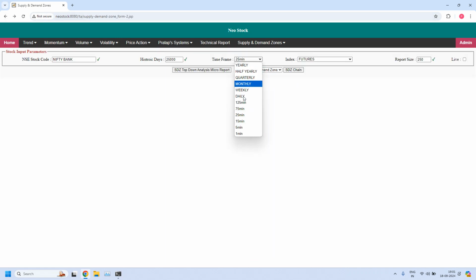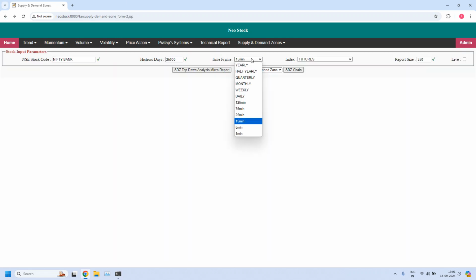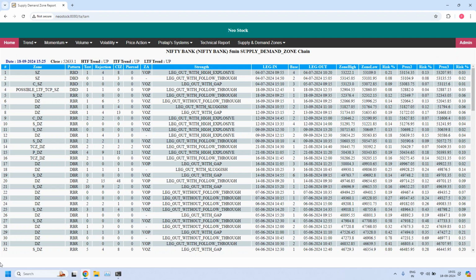Next time frame is 15 minutes, and I am generating the 15 minute supply demand zone chain for Bank Nifty. And the last time frame is 5 minutes. I am generating the 5 minute supply demand zone chain for Bank Nifty. So with this we have completed both the Nifty and Bank Nifty supply demand zone chain.